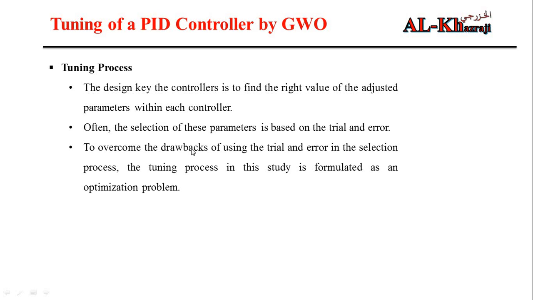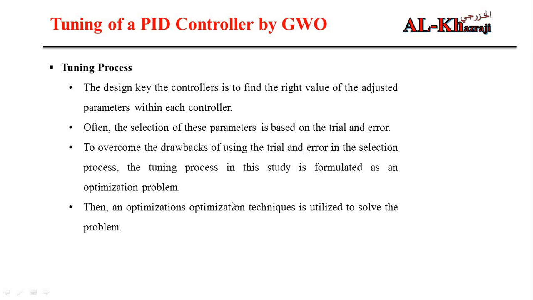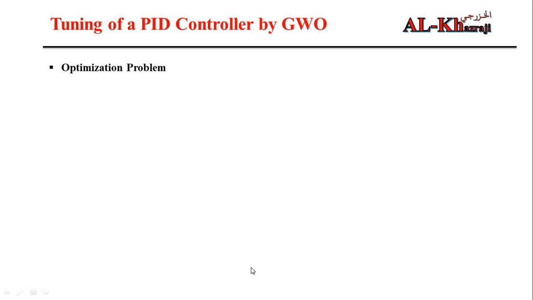Now, in order to overcome the drawback and the delay of using trial and error, we try to formulate this tuning process as an optimization problem, and then we can use any optimization technique to solve the problem. Now, also as a fresh recap, what is the optimization problem? An optimization problem in general is to find the best solution among all feasible solutions.